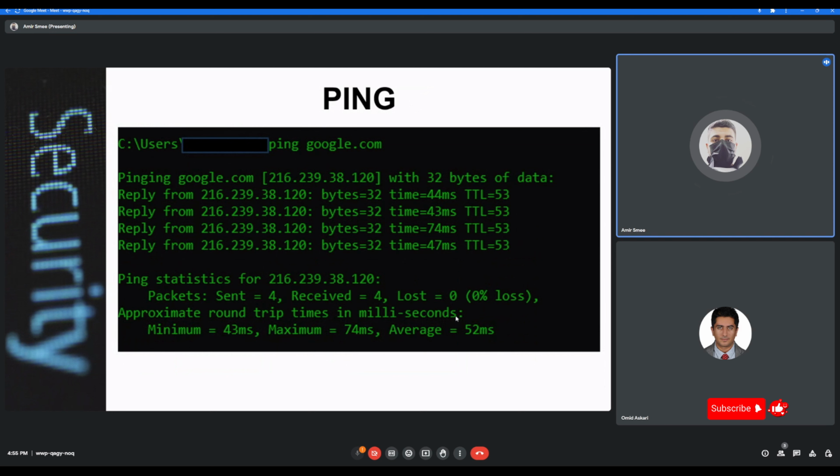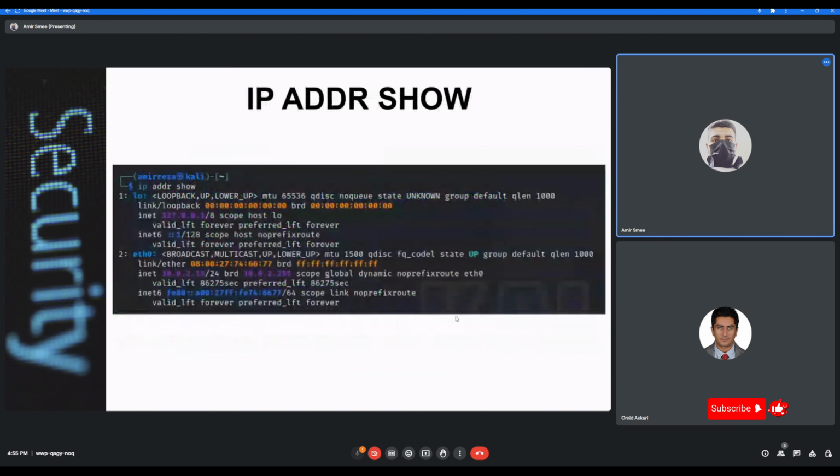And if you are a Linux user, we use IPADDR show command. This command displays all network interfaces and the current network configuration.